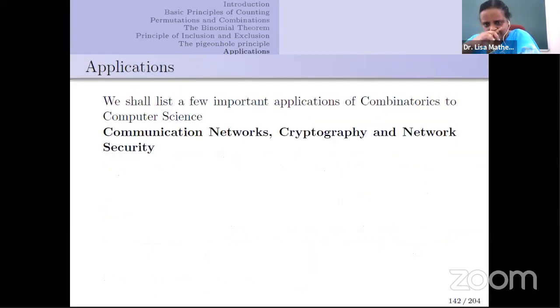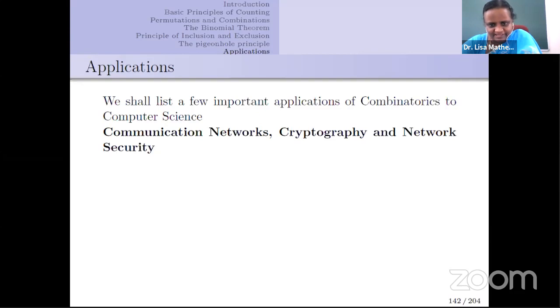Okay. So I have covered most of the portions of our syllabus right now. Now let me just look at a few more applications. I listed a few applications at the beginning of this lecture, but let me go through a few more. We are going to look at a few important applications.